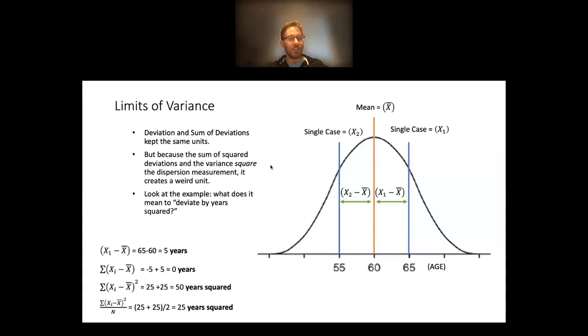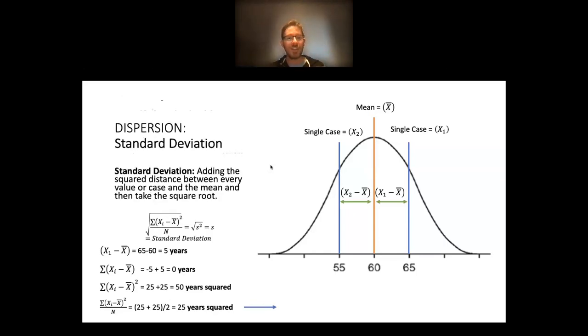And so the simple answer here is to take the square root. This is called the standard deviation. So you take the variance, which again is the sum of squared deviations divided by n, and then you take the square root of that variance. And what that does is it takes the years squared and puts it back into years, and now we have a single number that explains the entire dispersion of a distribution.